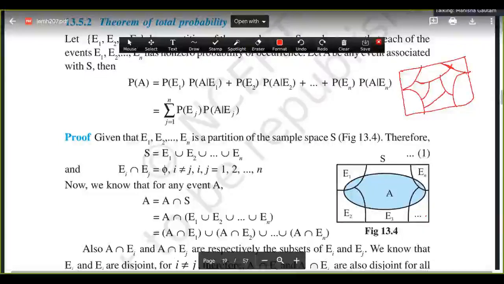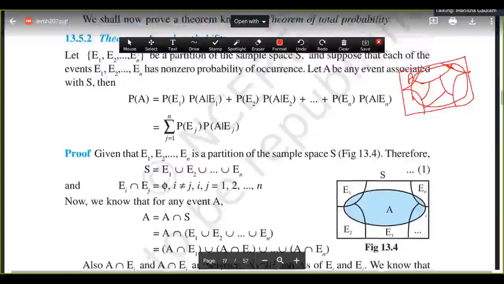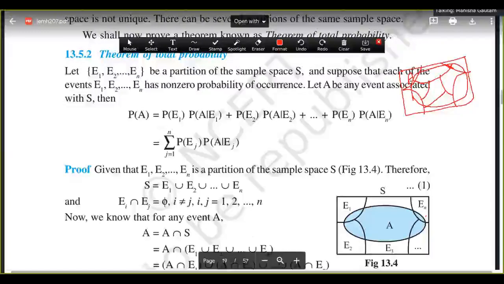Now here is one event. Suppose this is an event A. You want the probability of this event A if these partitions are given to you. Now this is the total probability. Here we have to read: E1, E2 up to En be the partition of the sample space S, and suppose that each event has non-zero probability of occurrence, and none has probability equal to 0. Let A be an event associated with S, that is, A is drawn from the sample space S, whose partitions are made.